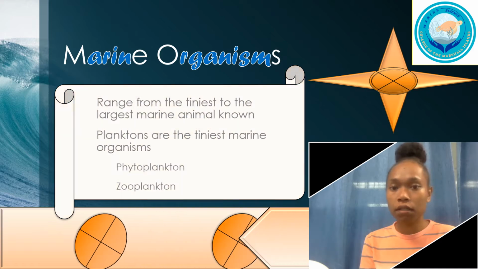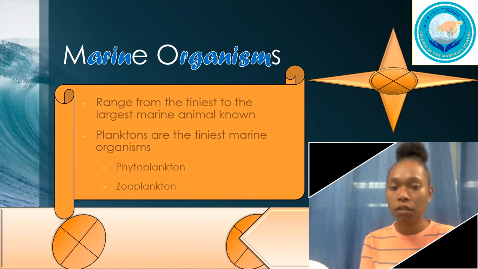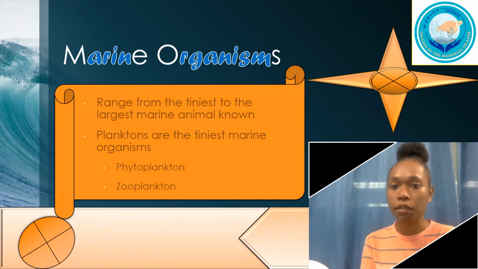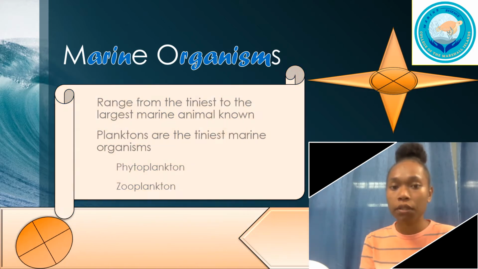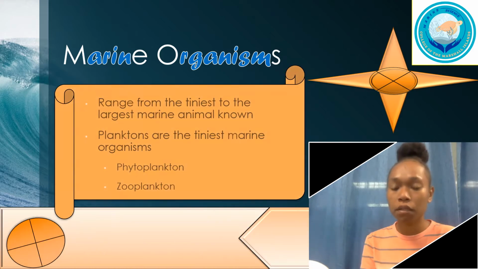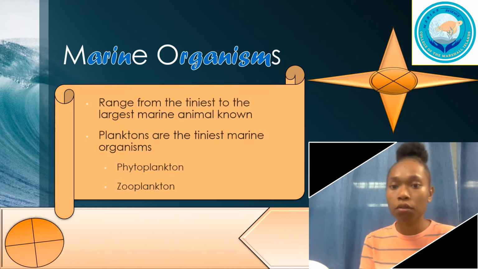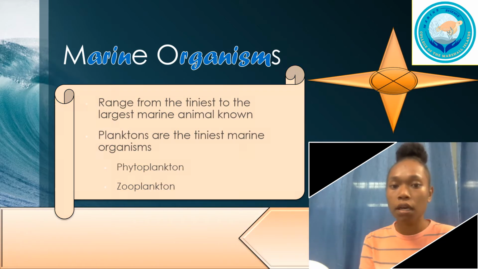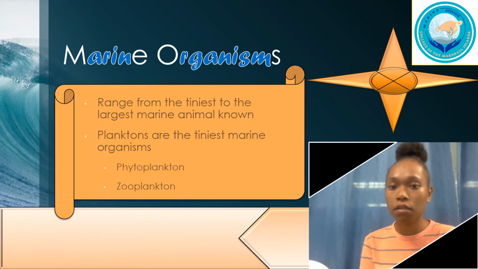Any living things in the oceans are called marine organisms. They range from the tiniest bacteria to the largest known animal, the blue whale. The tiniest marine organisms are called plankton. They are too small to see with naked eyes. They float in the waters and move by currents. And there are two types of plankton, phytoplankton and zooplankton.